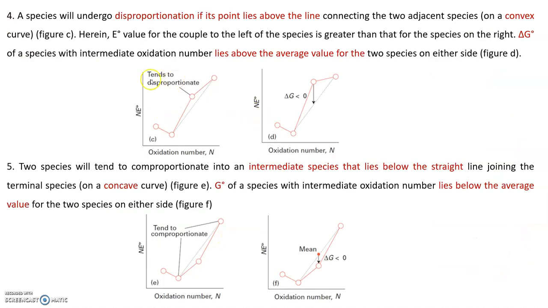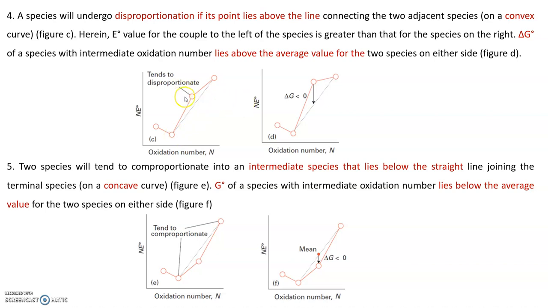Now we can find out the disproportionation and comproportionation tendency from the Frost diagram also. A species will undergo disproportionation if the species lies above the line joining the 2 points. Suppose we are considering these 2 points. If I join these 2 points, what will happen? This species is above the line, so it will undergo disproportionation into this oxidation state and this oxidation state.